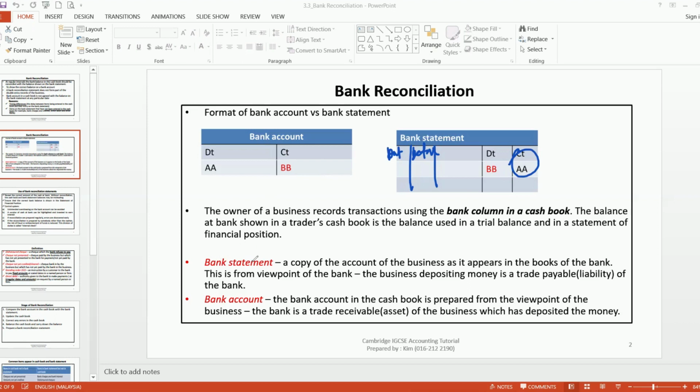What is a bank statement? A copy of the account of the business as it appears in the books of the bank. This is from the viewpoint of the bank. The business depositing money is a trade payable, a liability to the bank. The bank account in the cash book is prepared from the viewpoint of the business. The bank is a trade receivable, an asset of the business which has deposited the money.